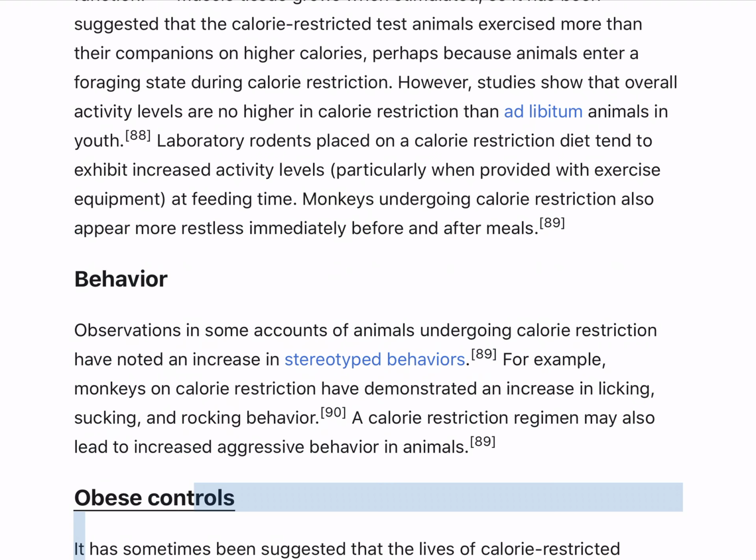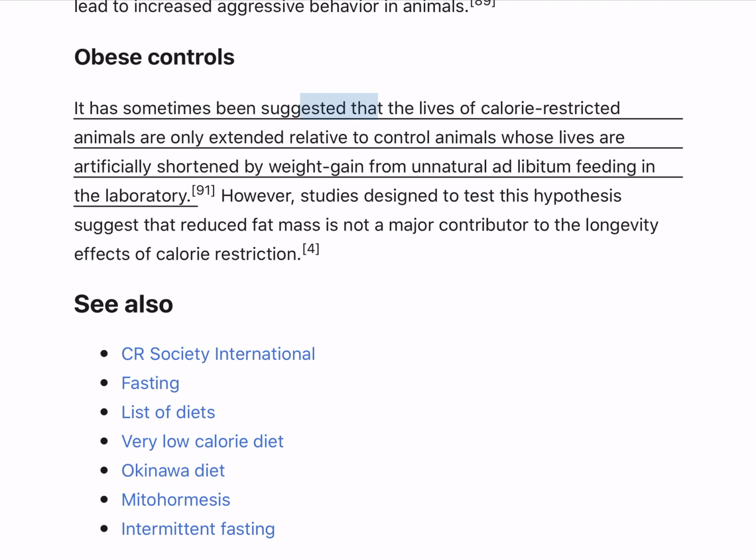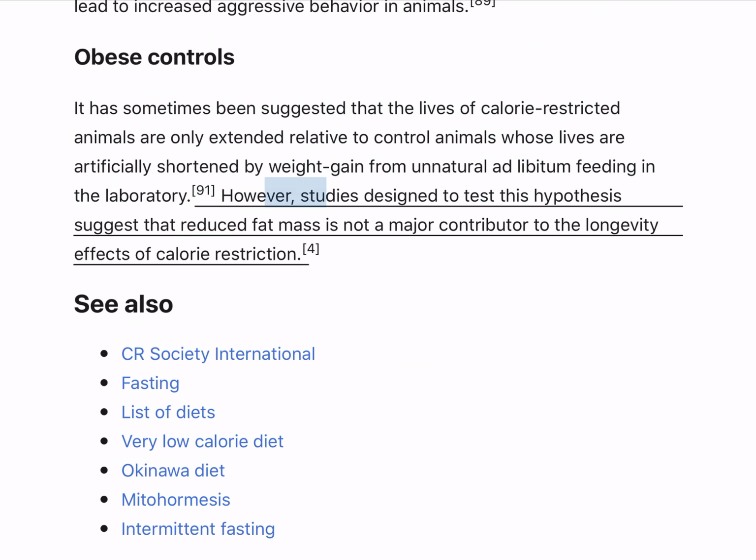Obese controls. It has sometimes been suggested that the lives of calorie-restricted animals are only extended relative to control animals whose lives are artificially shortened by weight gain from unnatural ad libitum feeding in the laboratory. However, studies designed to test this hypothesis suggest that reduced fat mass is not a major contributor to the longevity effects of calorie restriction.